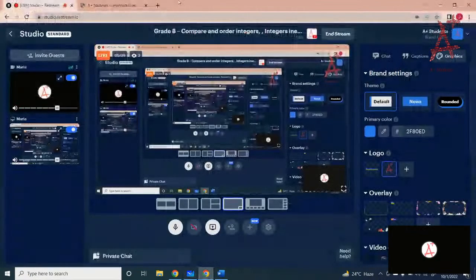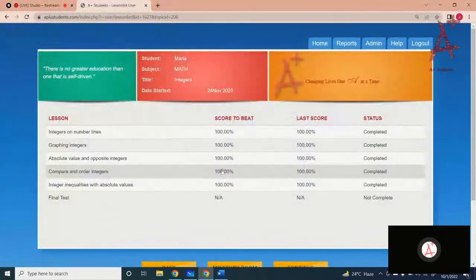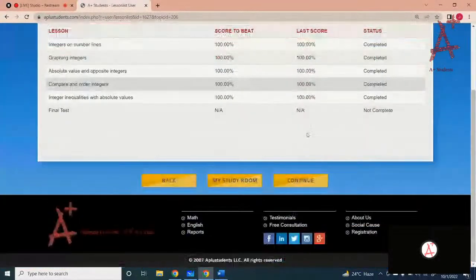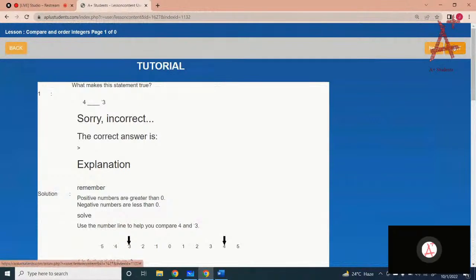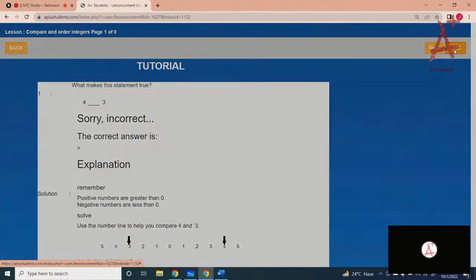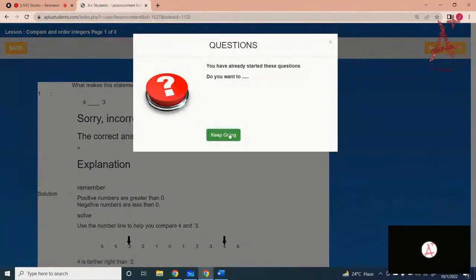Okay, we are on grade 8, chapter integers, and the topic is compare and order integers. So let's start with the questions. On the top right corner you have a test button. Let's click on the test and start with the test questions.